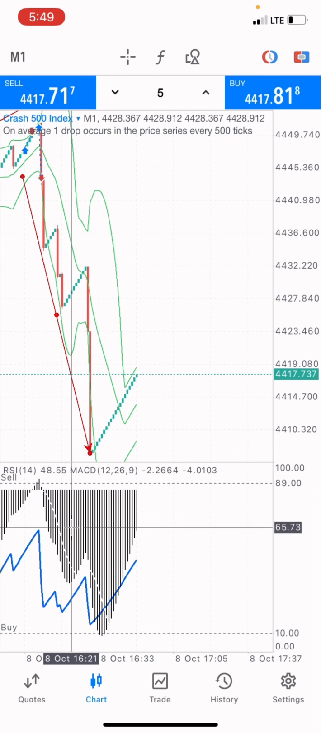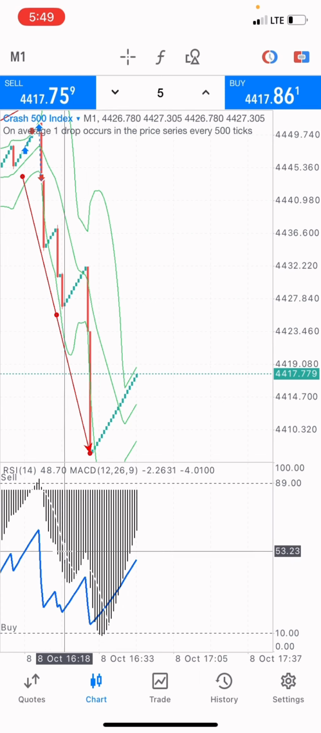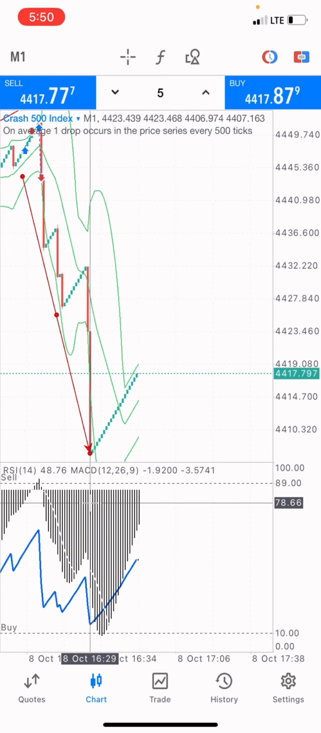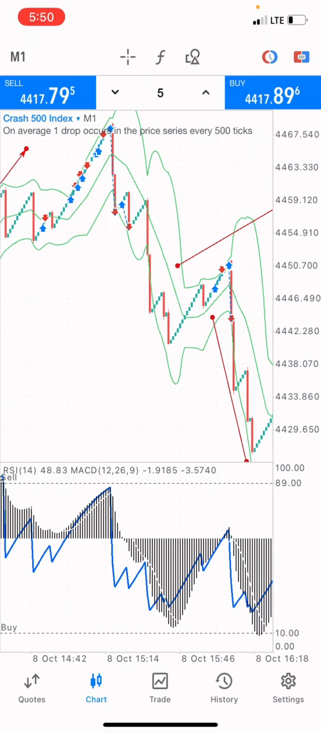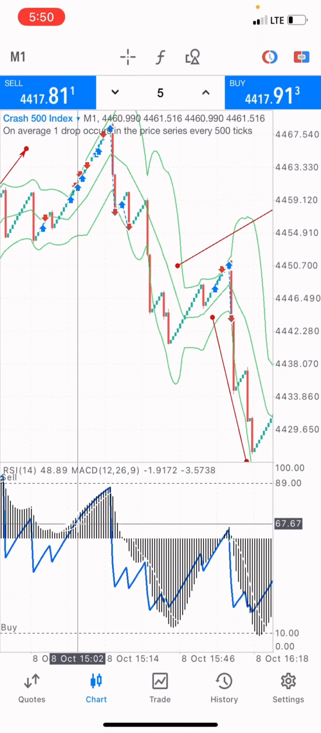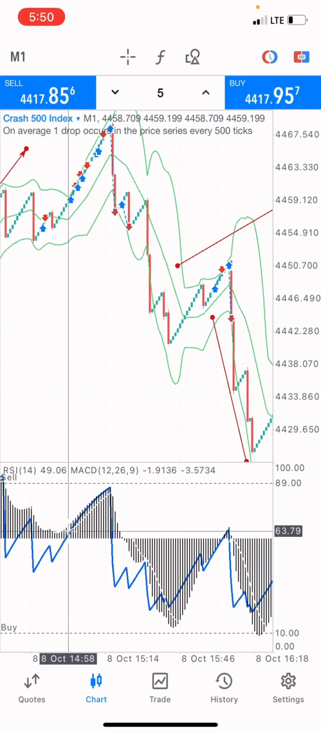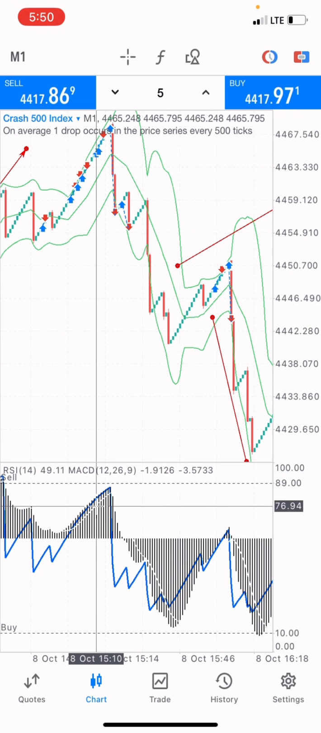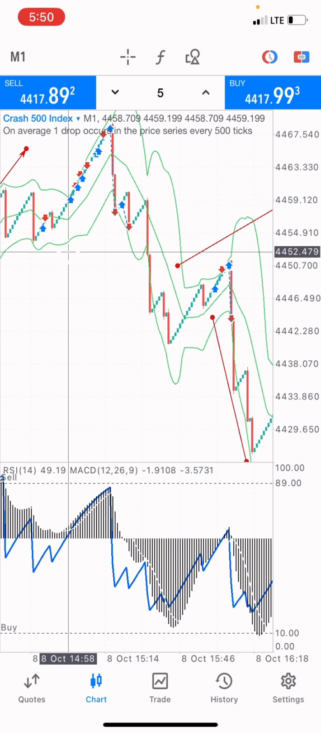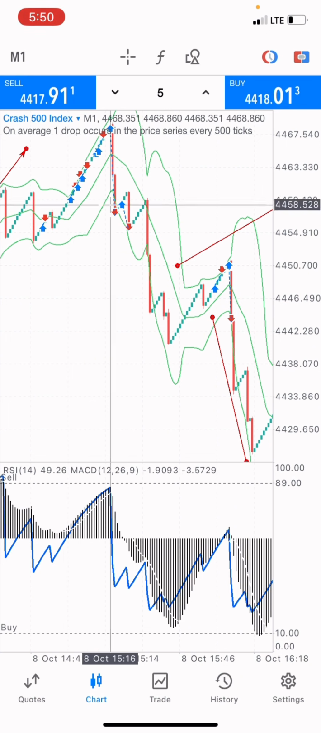So at this point, you don't want to enter. When the MACD is on a downtrend, you don't want to enter into the market. Only when the MACD is in an uptrend, that's when you want to enter into the market. That is the entry point for you. As you can see, like I said, these three lines are facing up.